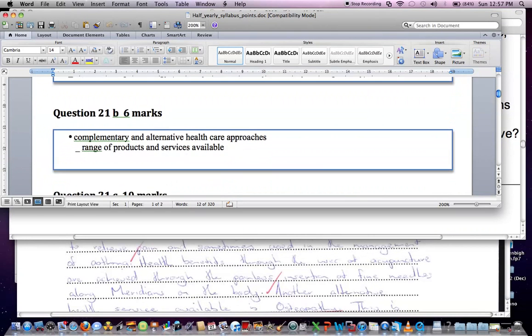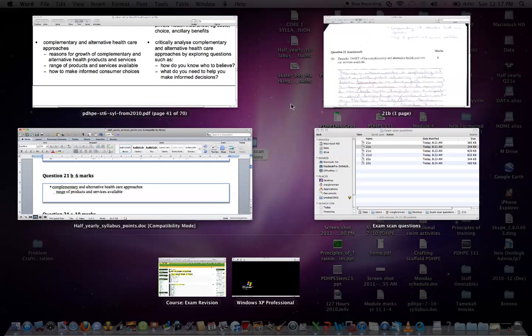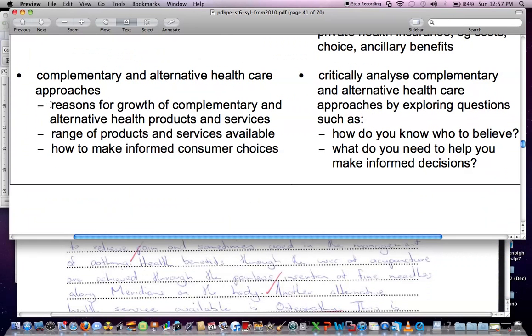what you'll notice here for 21b is we've got the point complementary and alternative healthcare approaches, then underneath it, range of products and services available. So we've taken out the other 2. If we go back to the syllabus again, just have a quick look. We've taken out reasons for growth of complementary and alternative health products and services, and we've also taken out how to make informed consumer choices.